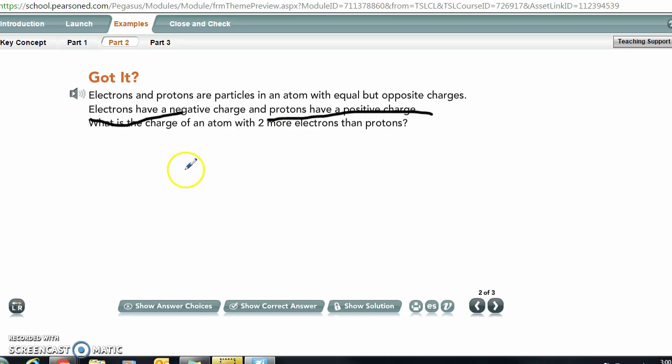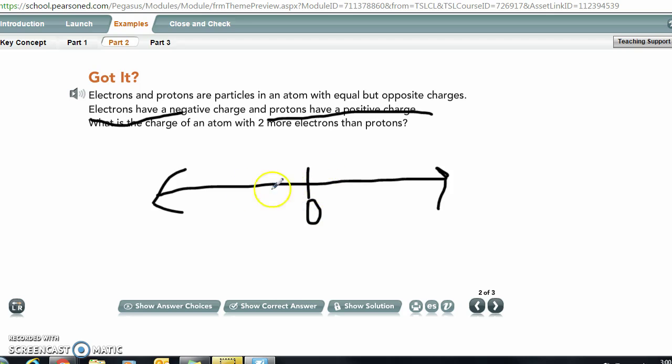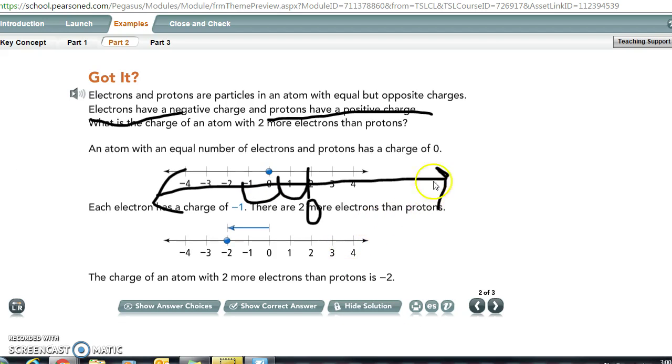Well, I know that if they're equal, and I have my number line, okay, if electrons and protons balance each other out, my balance beam is now equal. But if I have 2 more electrons, that means electrons are negative, so I must move over 2 spots, which means my answer is going to be -2.